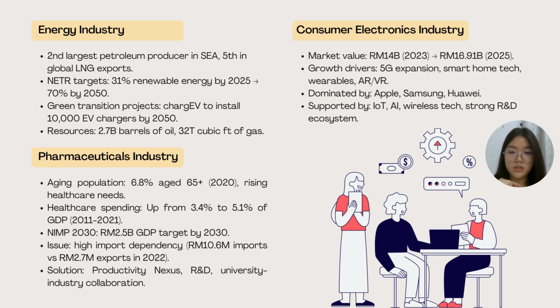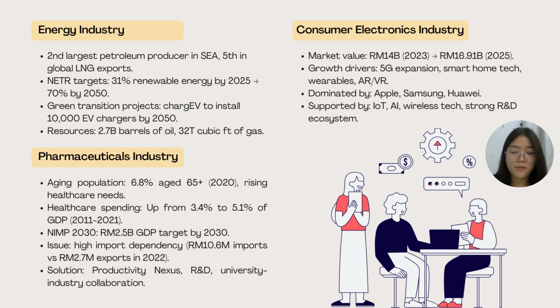The next is the pharmaceuticals sector. Malaysia's pharmaceutical sector is growing due to an aging population and rising healthcare needs. In 2020, 6.8% of the population was aged 65 and above, and also healthcare spending increased from 3.4% to 5.1% of the GDP between 2011 and 2021.